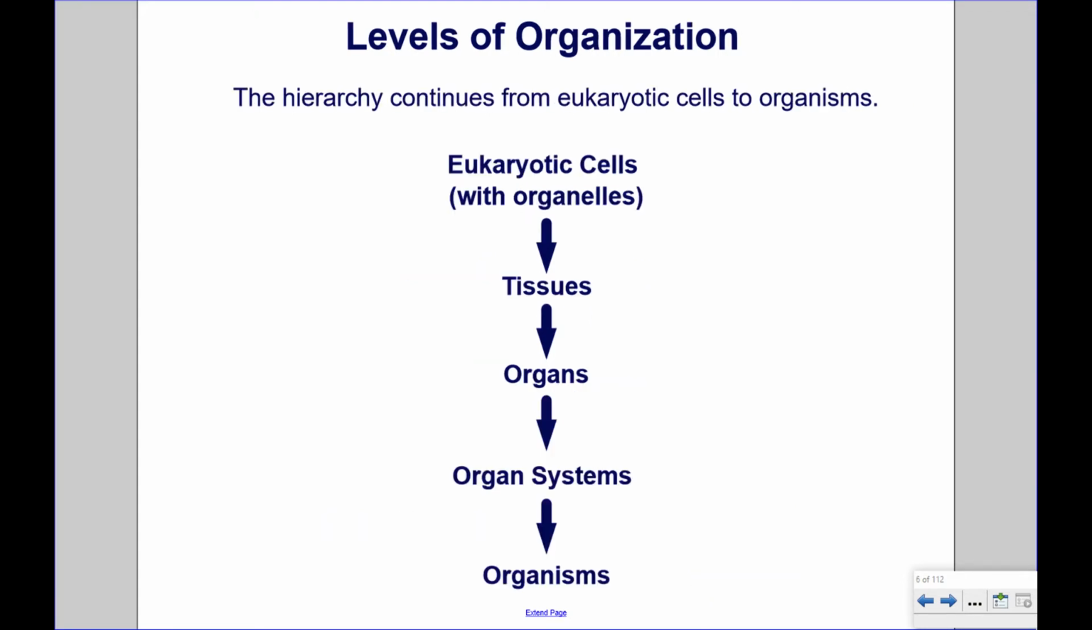The hierarchy continues from eukaryotic cells to organisms. Eukaryotic cells with organelles form tissues, which form organs, then organ systems, and complete individual organisms.